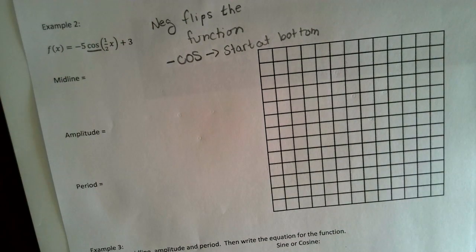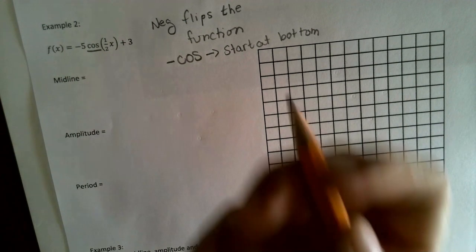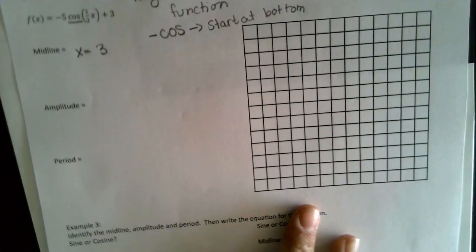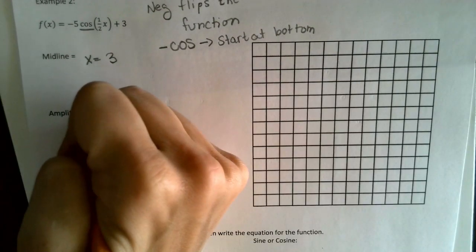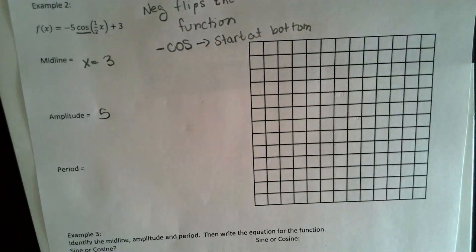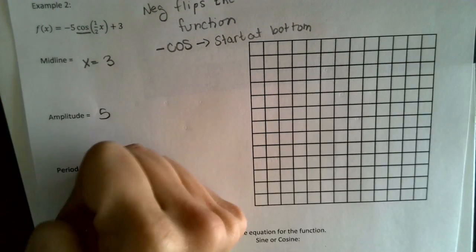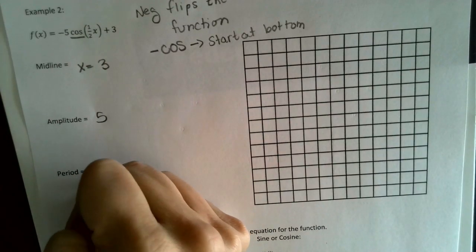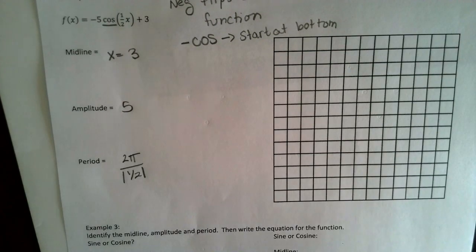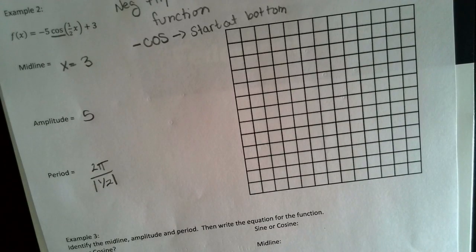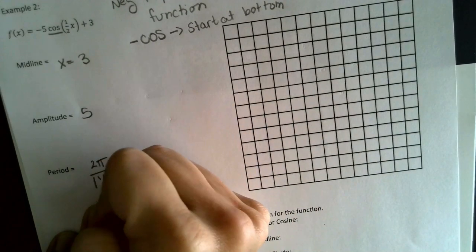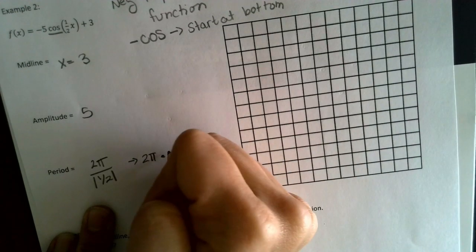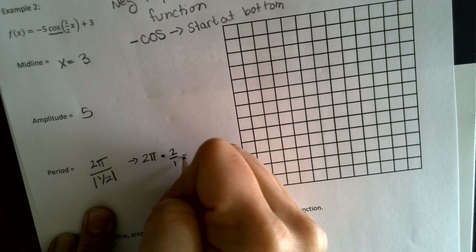Alright, let's fill out the rest of our stuff. The midline will be at x equals 3. And the amplitude, that height from the midline, is 5. The period, 2 pi over b. Our b in this case is 1/2. Just like we talked about division in the other problem, dividing by something is multiplying by the reciprocal. Gives us 4 pi.